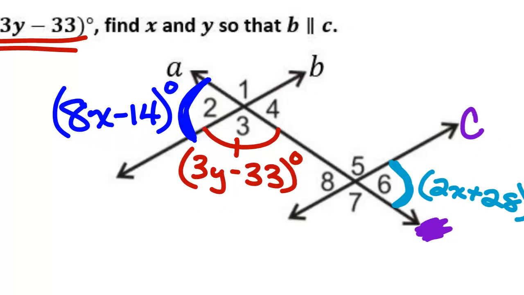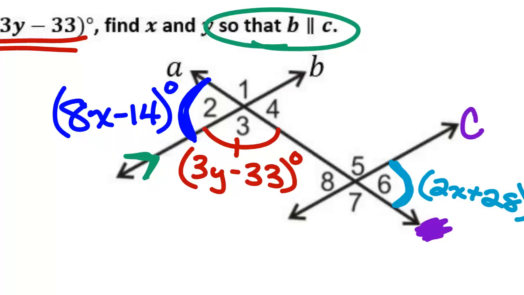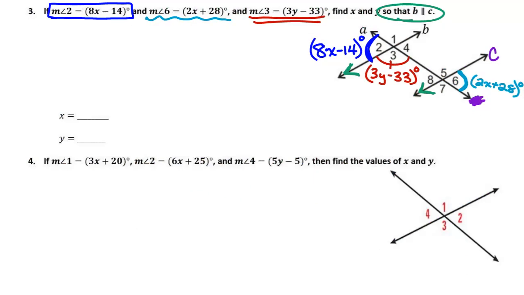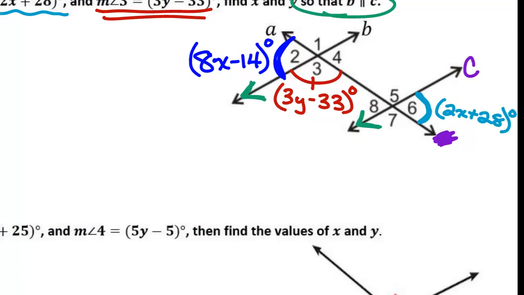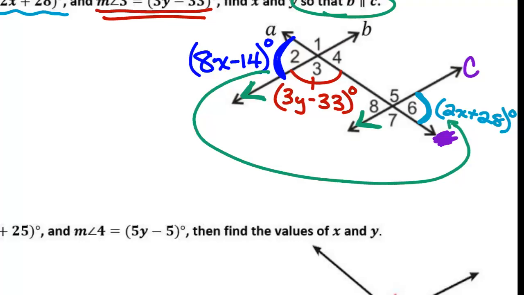It said find x and y so that B is parallel to C. So these two lines are going to come out to be parallel to each other. So all the things that we've learned about our special angle pairs and parallel lines is going to be true here. What kind of angles are 2 and 6? What kind of angles are 2 and 6? I'm sorry, I didn't hear.